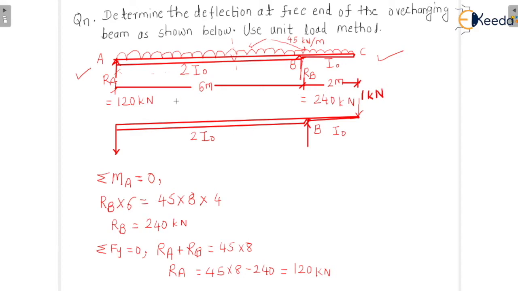Now let us consider the second case. Okay, so we have done with the first case, we have done with this part. Now let us come to the same beam and we are adding unit load. Because our question is saying determine the deflection at free end of the overhanging beam, so we have considered one unit load at this particular free end. Only one unit load is acting.